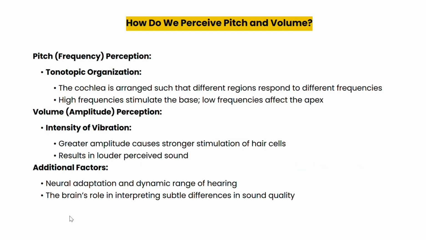Now, how exactly do we differentiate between a high pitched tone and a deep bass note? The answer lies in the way the cochlea is organized. So, this structure is arranged tonotopically, meaning that specific regions along the basilar membrane are tuned to particular frequencies. High frequency sounds primarily affect the base of the cochlea, while low frequency sounds target the apex.